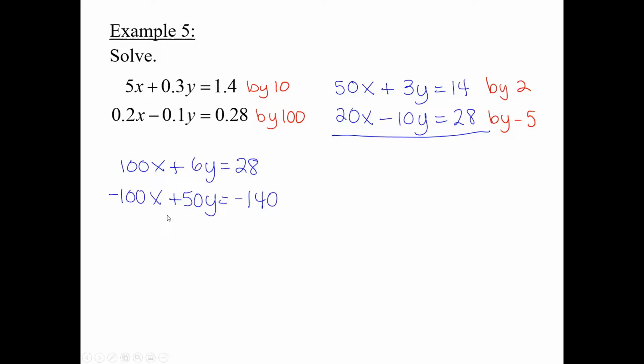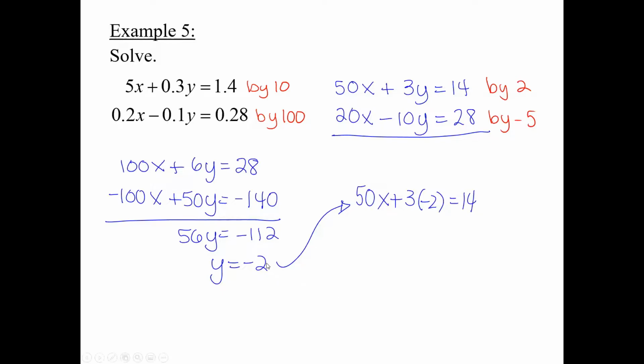Your second equation becomes that. We add the 2 equations. The x's cancel each other out. So we get 56y equals -112. Divide by 56, and we get y equals -2.